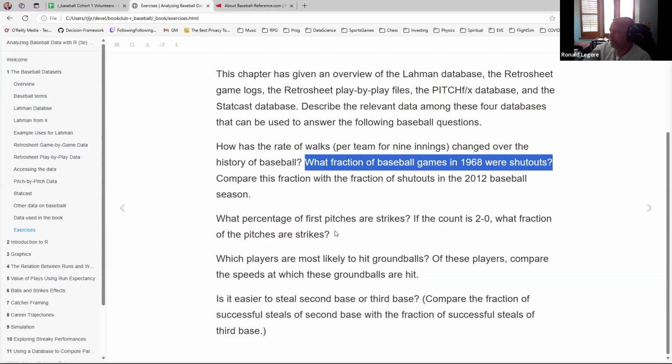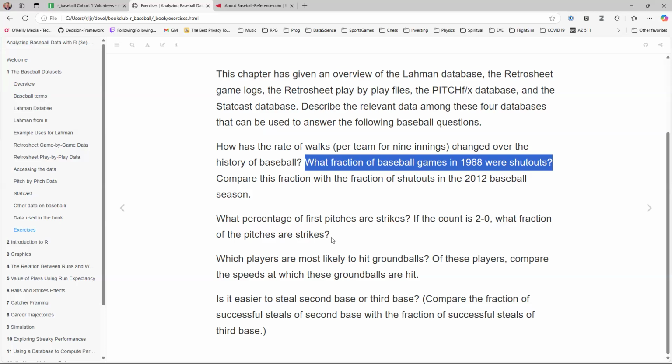And this one says, what percentage of first pitches are strikes? That one you definitely could, those two, I think, right? You can answer with, well, I'll let somebody else answer. Anybody else want to jump in on that one? No? Well, I'm going to say Retrosheet for that one, since I know you can do it with Retrosheet because it tells you what the ball-strike count was.